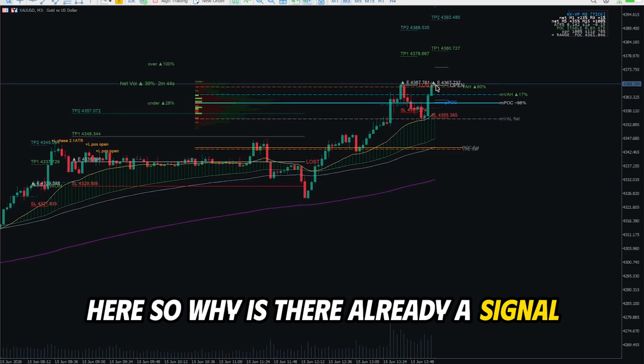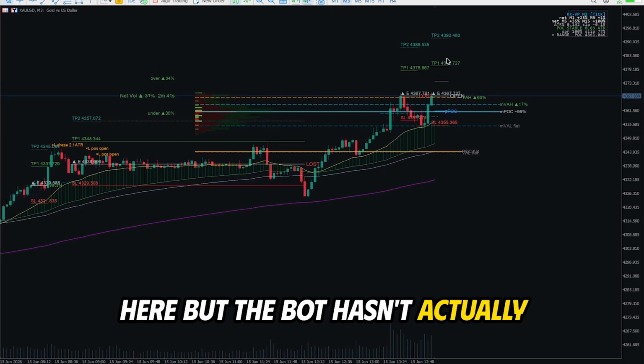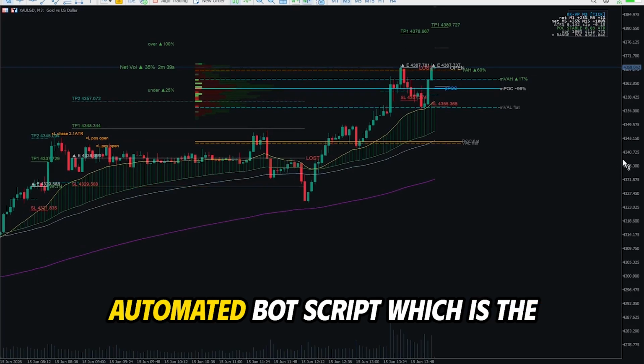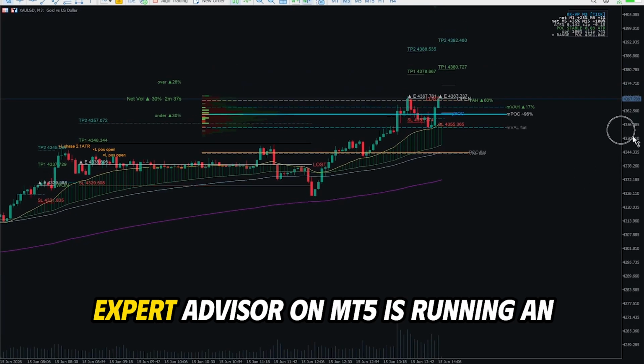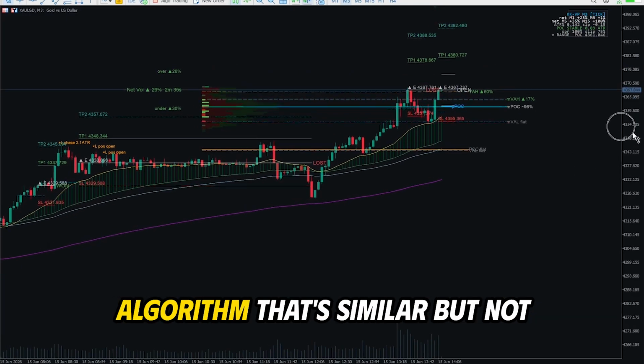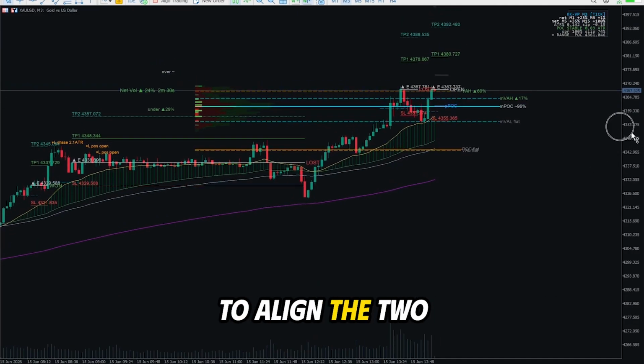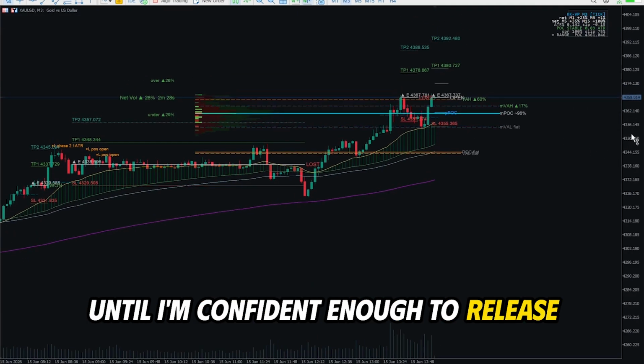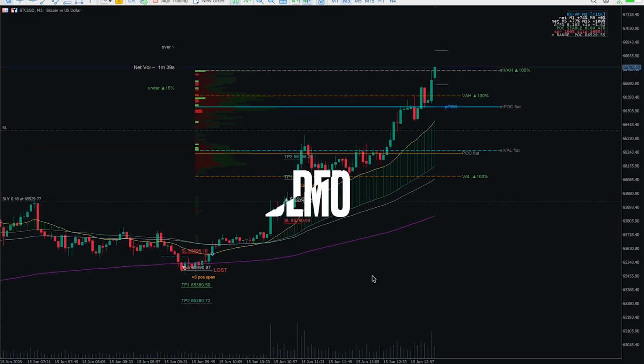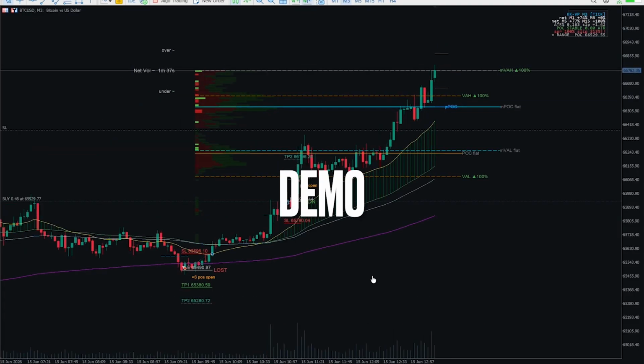So why is there already a signal here but the bot hasn't actually entered yet? To explain, the automated bot script is running an algorithm that's similar but not 100% identical to this, until I'm confident enough to release this product to the market.